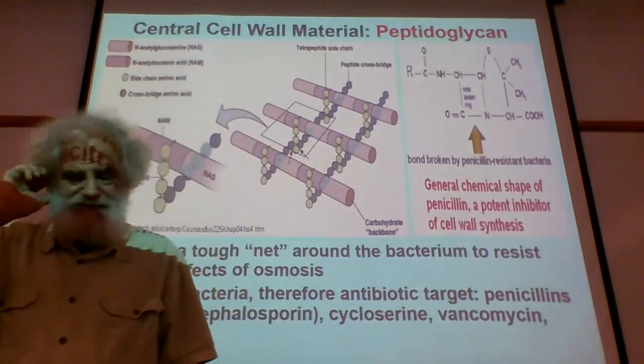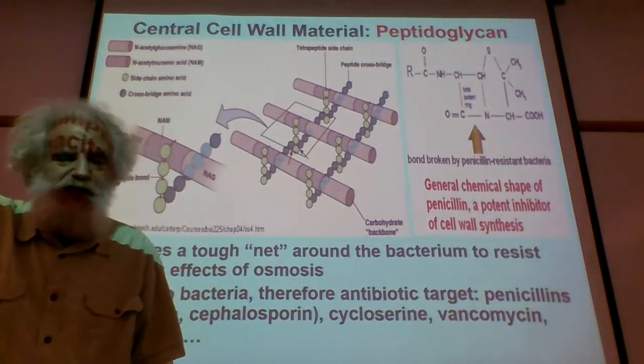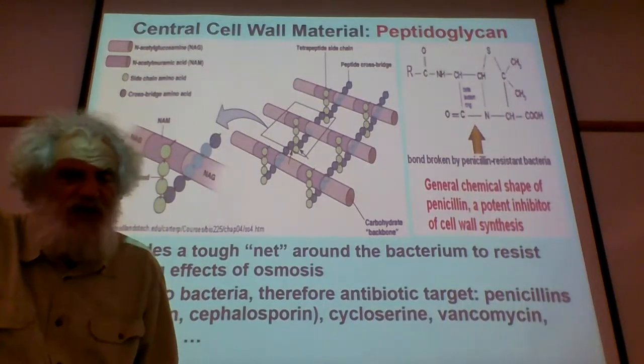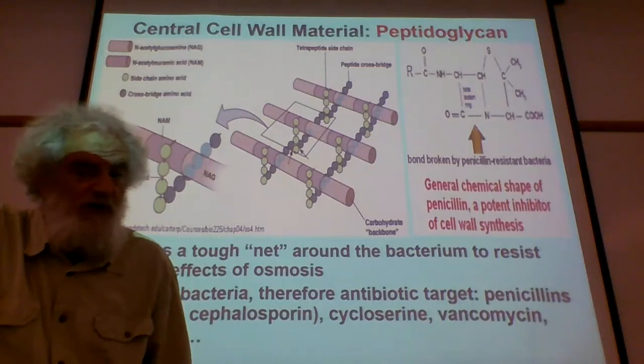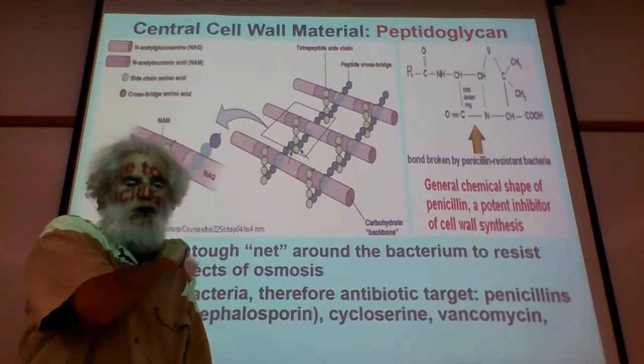So this is one of the ways that we can think about bacterial antibiotics: we want to target things that are not specific to eukaryotes. We want to be able to kill the bacteria, but not the host.